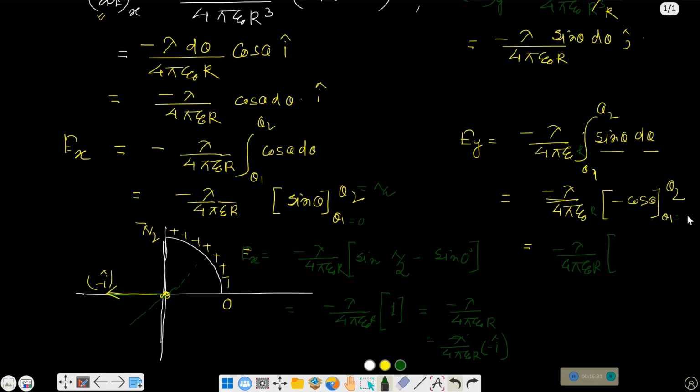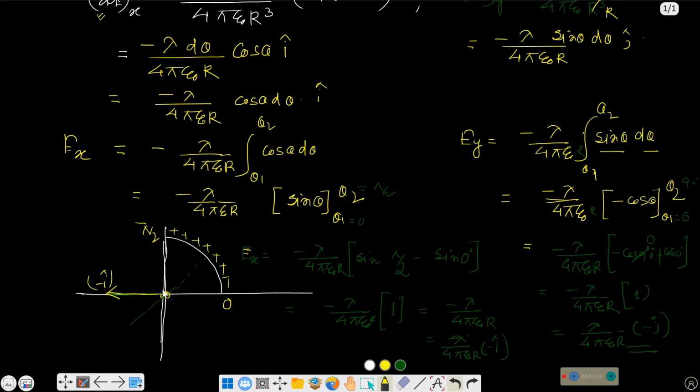Cos theta, theta 1 is 0 degree and theta 2 is 90 degree, okay. Now if we put these values, minus of cos 90 degree minus of minus cos 0 degree, that is plus cos of 0 degree. So minus lambda by 4 pi epsilon naught r, cos 90 is 0, cos 0 is 1. So again we have got minus lambda by 4 pi epsilon naught r, and we can write this as minus j cap. This is the y component of the electric field, okay.